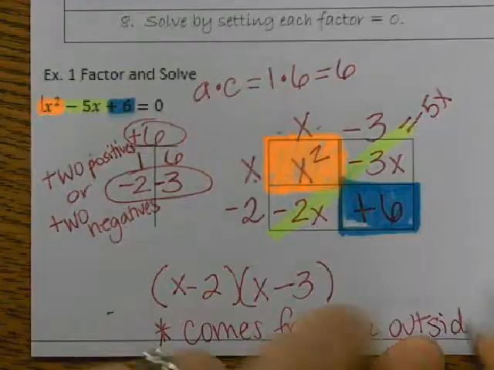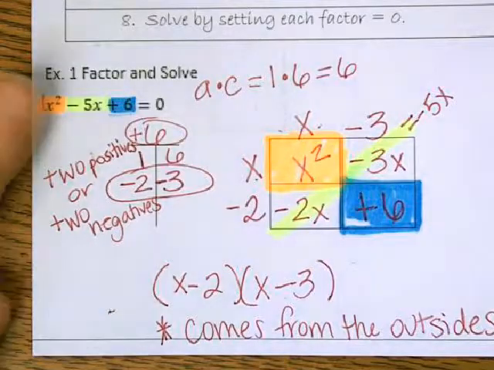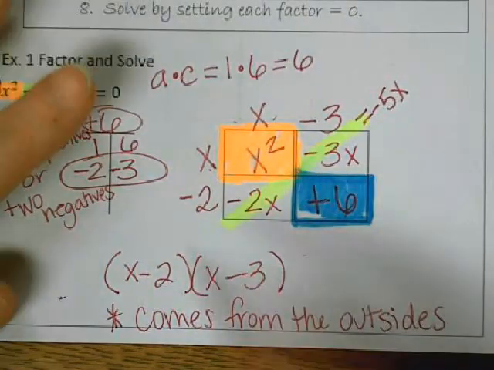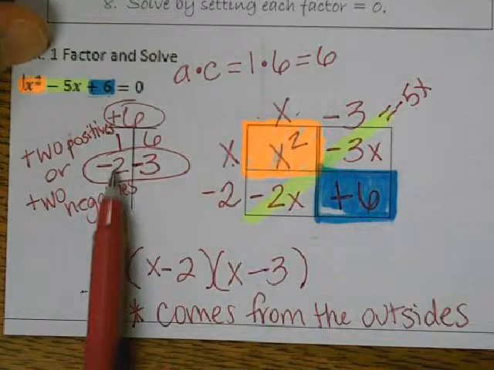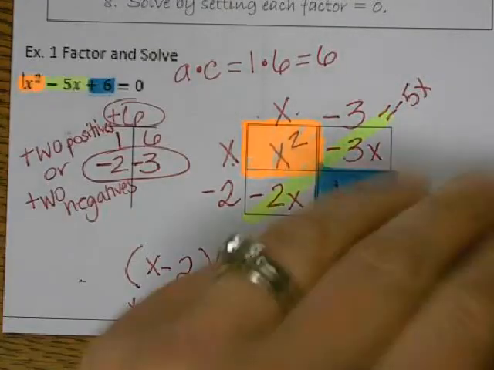Comes from the outside. Okay? This comes from the outside. Okay? Alright, so that was a very simple one that you probably could have done without doing all this extra work. You probably could have filled in this box without doing a t-chart. But let's talk about on the inside.